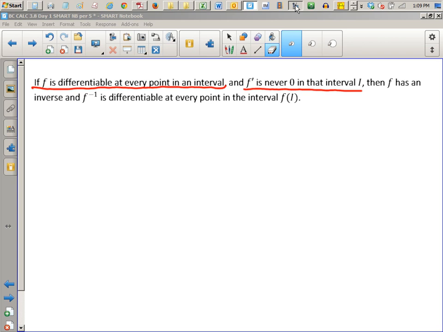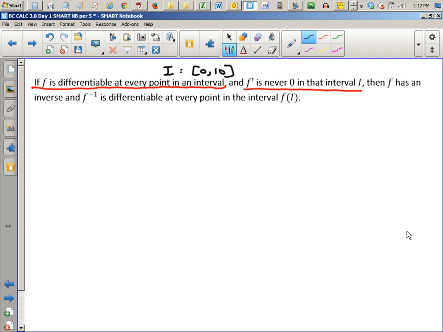Okay, so I have to try to draw a graph that is differentiable at every point, and at the same time, f prime is never 0. Okay, so everyone do that on your paper right now. I want to see a graph on your paper that is differentiable at every point. Why don't we just say that the interval is from 0 to 10? Let's just let the interval be from 0 to 10. I want a graph that's differentiable, and I want f prime to never be 0 in that interval. Okay? So everybody's drawing right now.